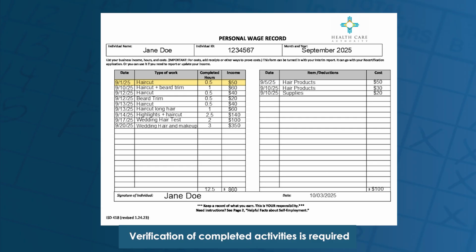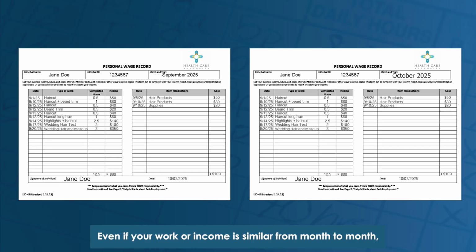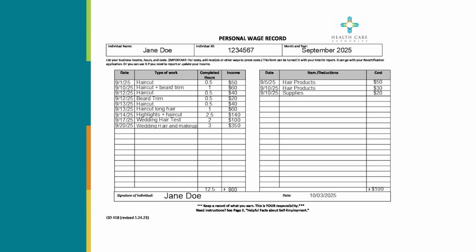Verification of completed activities is required every month for all New Mexico Works participants. Even if your work or income is similar from month to month, you must complete and submit a new form each month. Submitting this form monthly is an ongoing requirement.